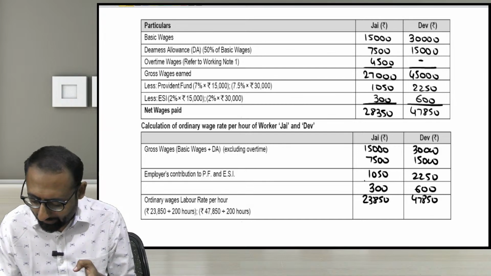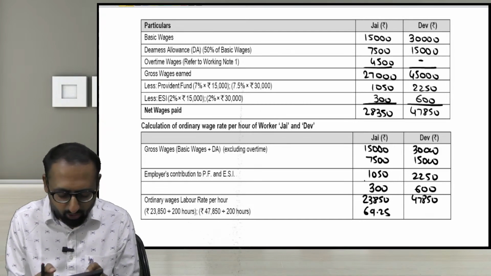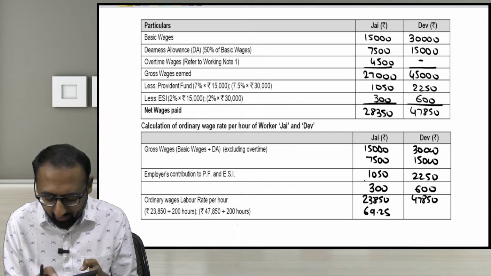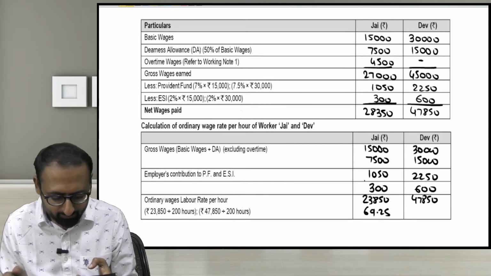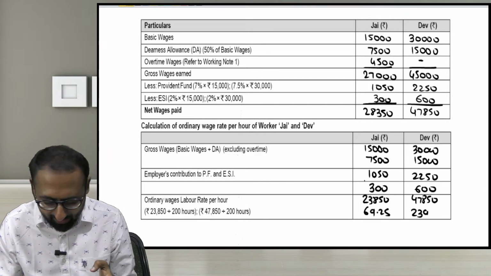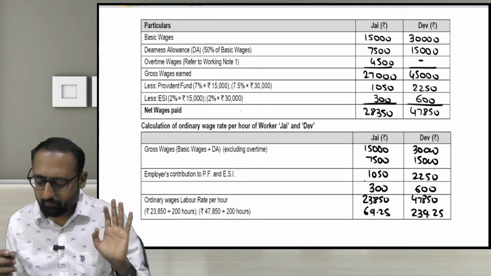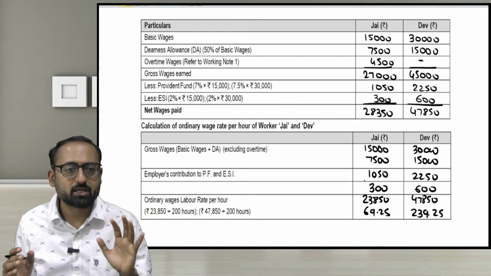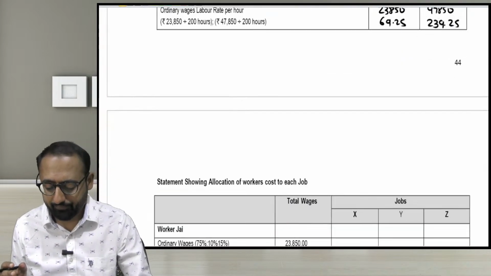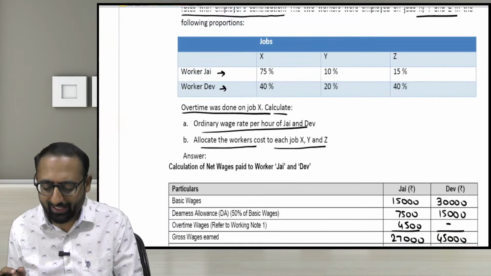You can check that. Yes, Sarji. Is it 69.25? 47,850 divided by 200 hours. Is it 239.25? Perfect, guys. Ordinary basic wage rate will not include overtime. Now, what is your next question, guys?